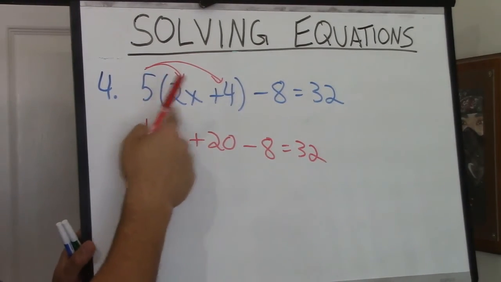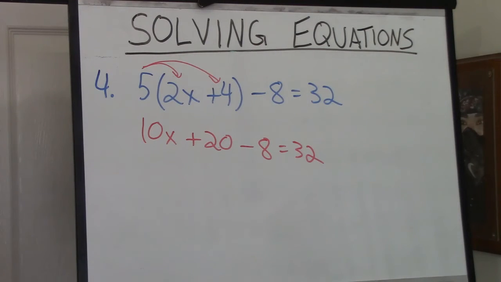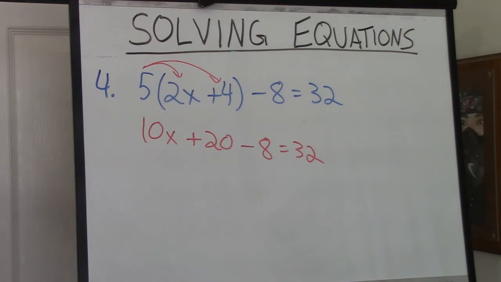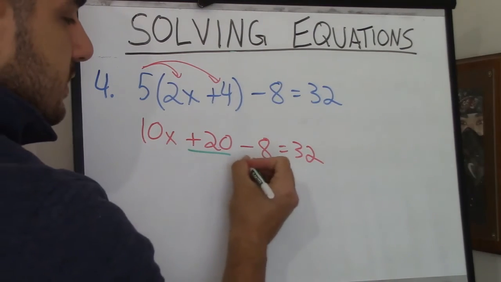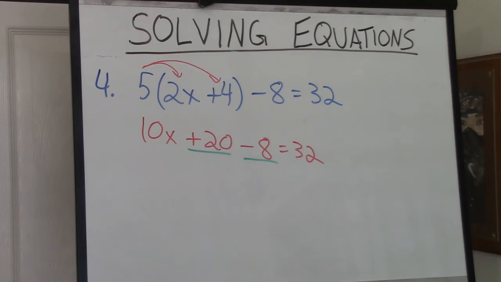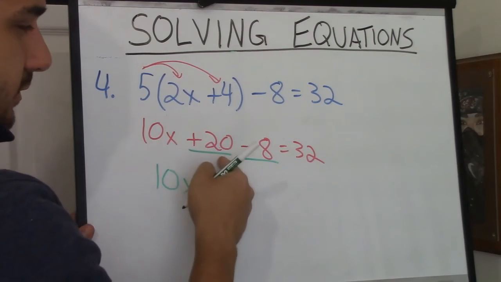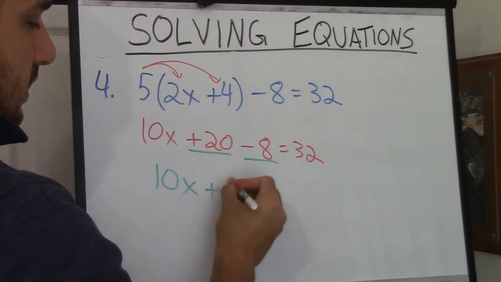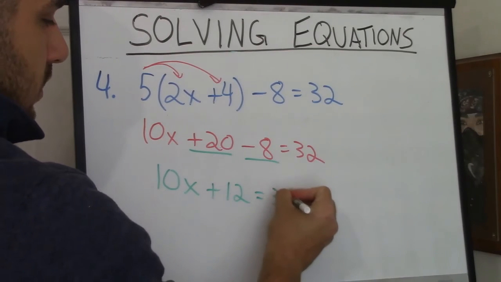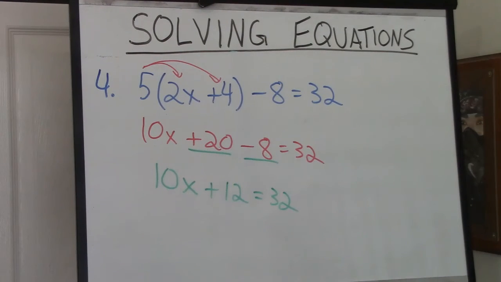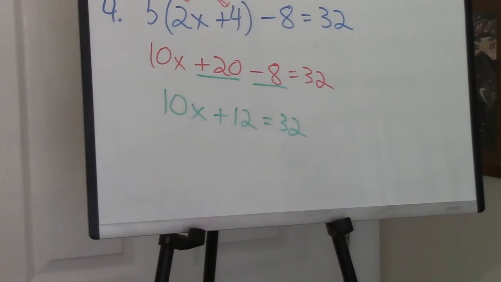So we got rid of the parentheses by distributing. Now this still is not in the simplest form because we have some like terms. We have two constants, a plus 20 and a minus 8. We can combine like terms to simplify it even further. So we would get 10x, 20 minus 8 is a positive 12. So we get down to this equation, and now it's in simplest form, 10x plus 12 equals 32, and now we can solve it the way that we have been.